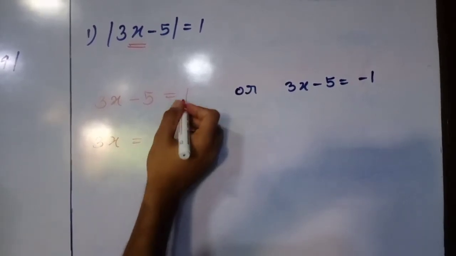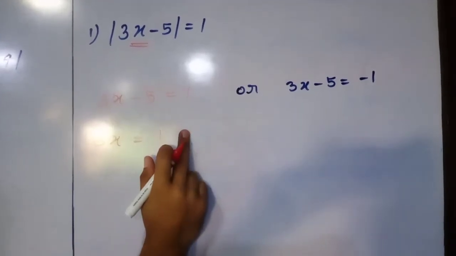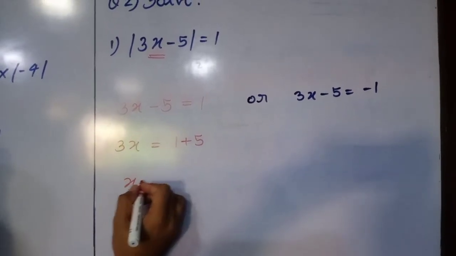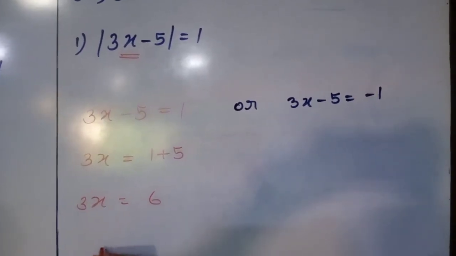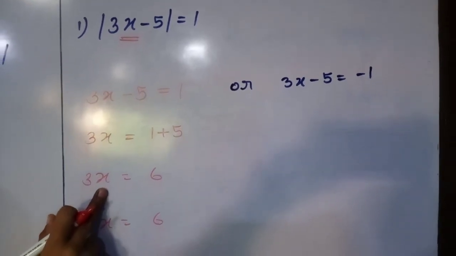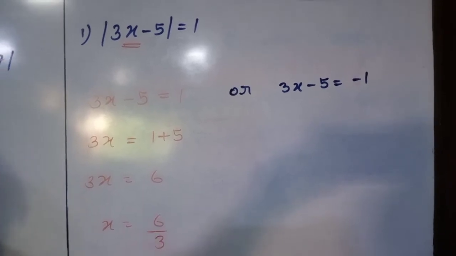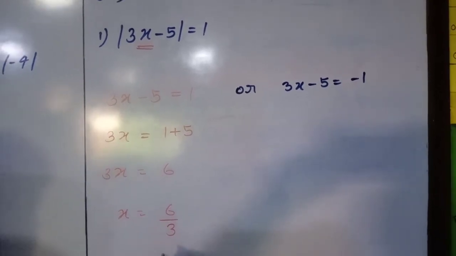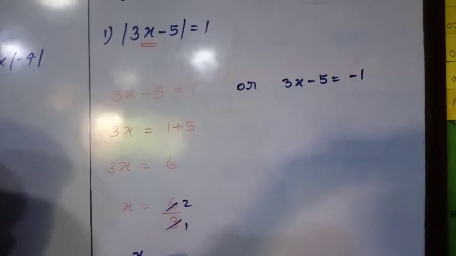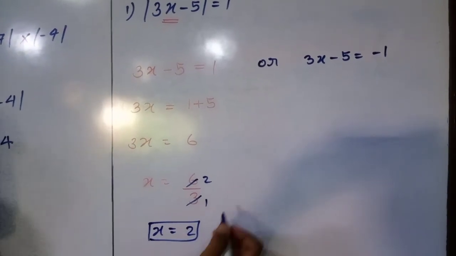3x is equal to, that is the plus 1; this minus 5 went to the other side will become plus 5. Yes. So 3x is equal to 6. x is equal to 6 upon 3, because this 3 is over here multiplication with x, so that went to the other side will become division. Do the cancellation: 3 1s are 3, 3 2s are 6. x is equal to 2. We got the value of x, 2.